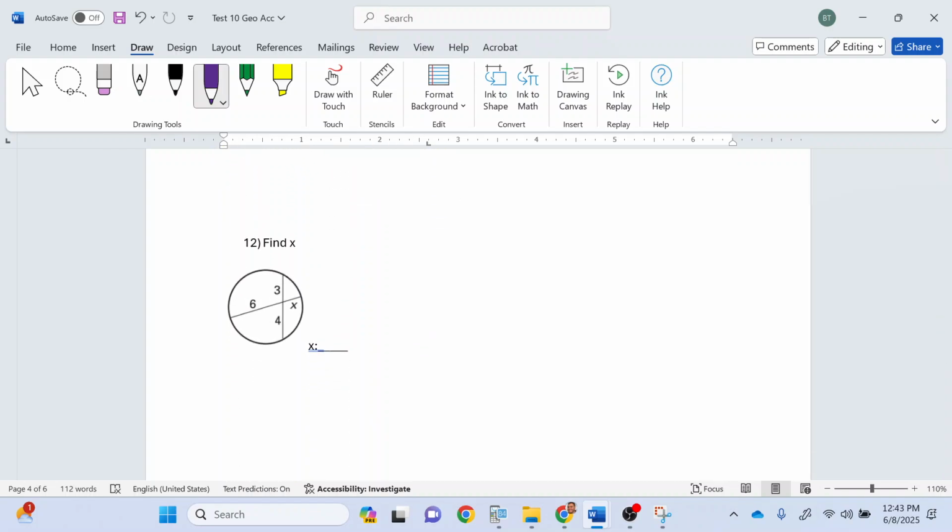This one, when you have chords of a circle, you take the two pieces of one chord and multiply them to the other two pieces of the other chord. So 6 times x equals 3 times 4. Hopefully you can see that x ends up being 2 in this case.